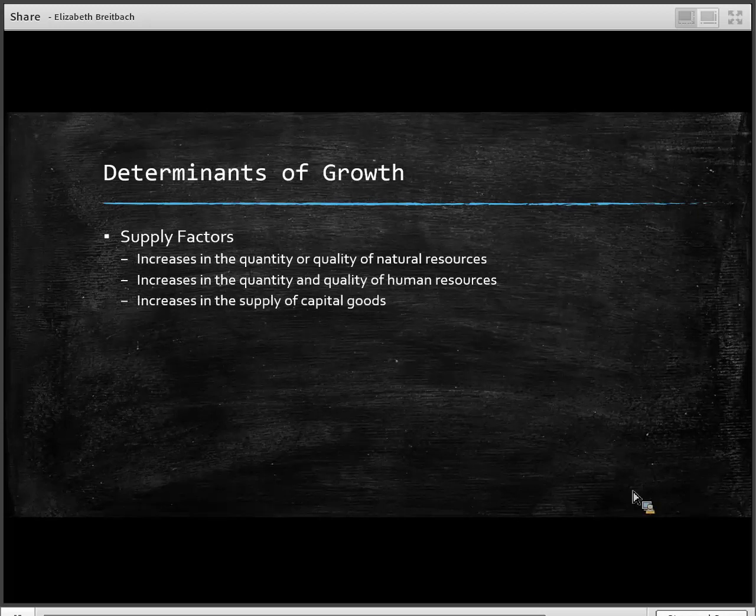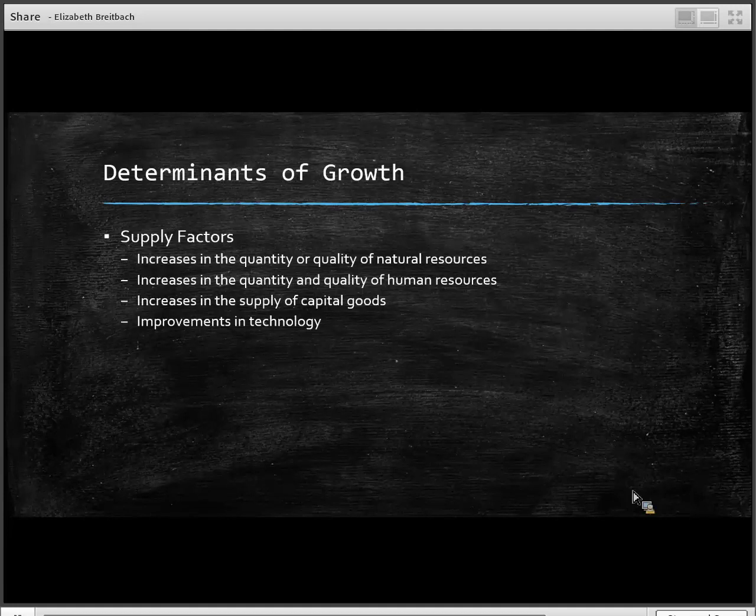An increase in the supply of capital goods. So if we give our workers more tools, more equipment to work with, it allows them to be more productive. And then finally, improvements in technology can also allow our workers to become more productive. So all of these things can allow us to supply our economy with more goods and services. But it's not supply alone that determines growth.